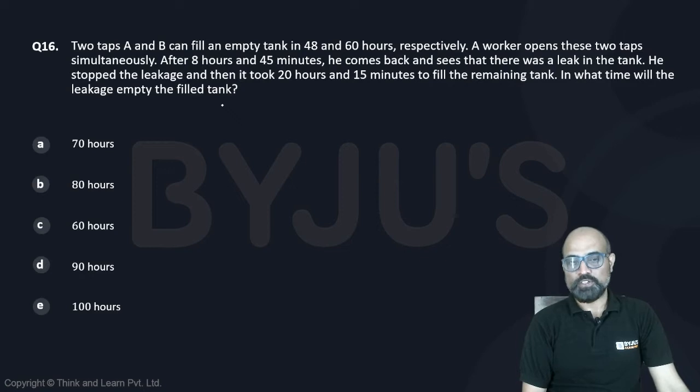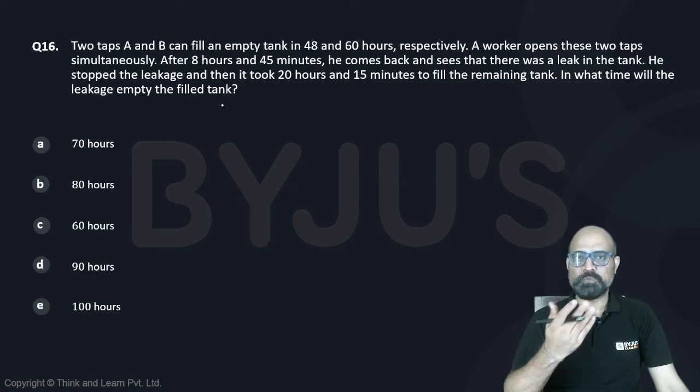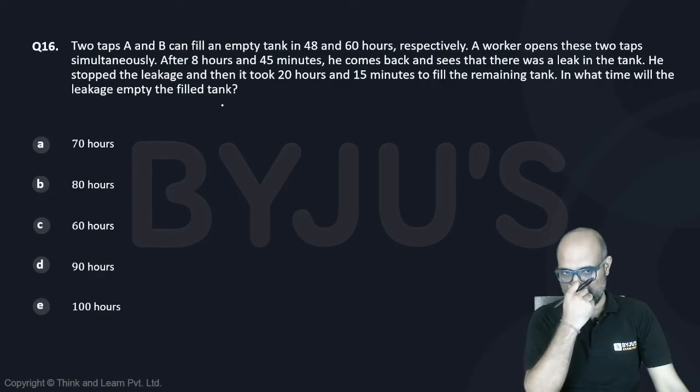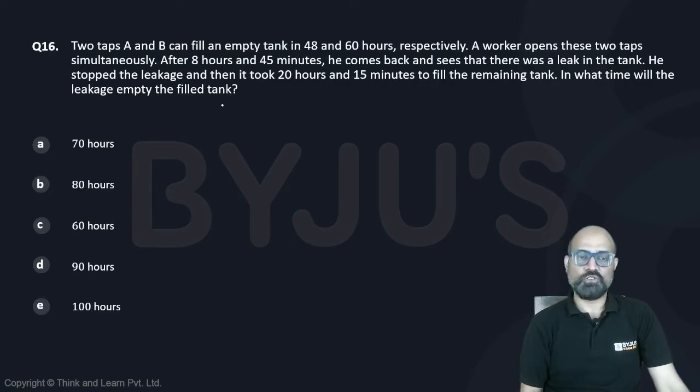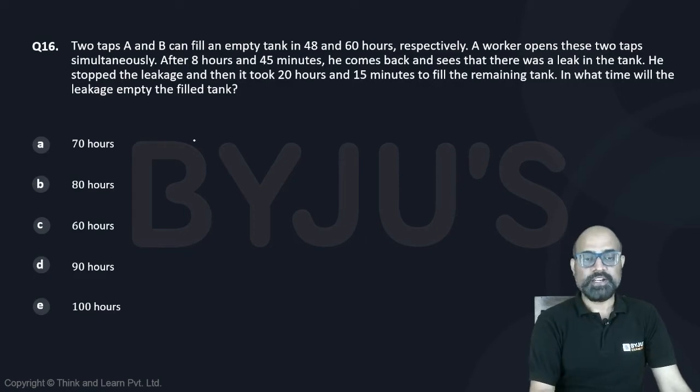How about we take a multiple of 4, right? Because 15 minutes means 1/4 of an hour, and 45 minutes is 3/4 of an hour. So we will prefer the efficiencies of the taps to be in the multiple of 4. Now the common multiple of 48 and 60, if you take 480, A's efficiency will be 10. 10 is not a proper multiple of 4. So let's take twice of that, 960. If we take 960, efficiency of A will be 20 and efficiency of B will be 16. That will be great.